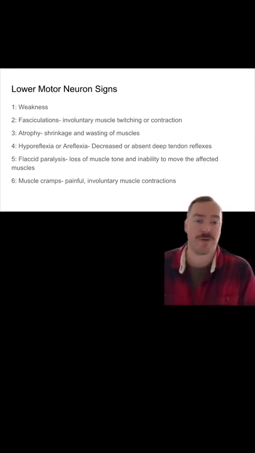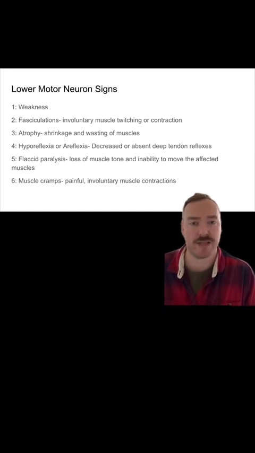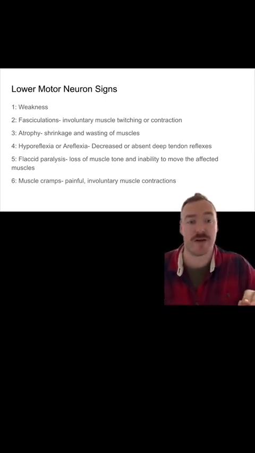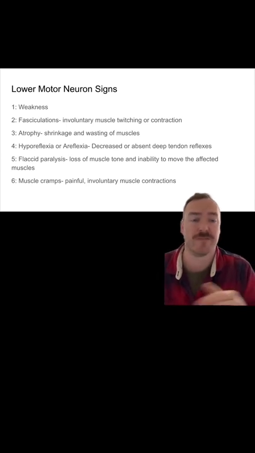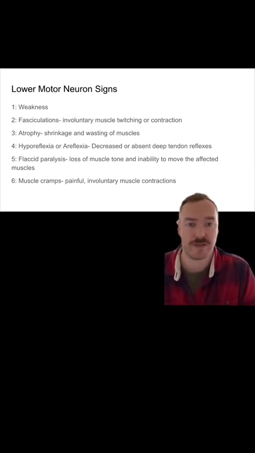And then with lower motor neuron disorders, you have hyporeflexia or areflexia, which is decreased or absent deep tendon reflexes upon that knee-jerk reflex or that Achilles reflex. You can also have flaccid paralysis, which is loss of muscle tone and inability to move the affected muscles, and then also muscle cramps, which are just painful involuntary muscle contractions.